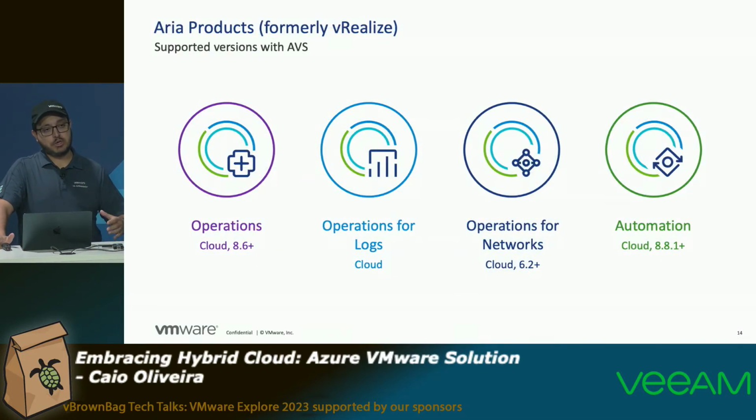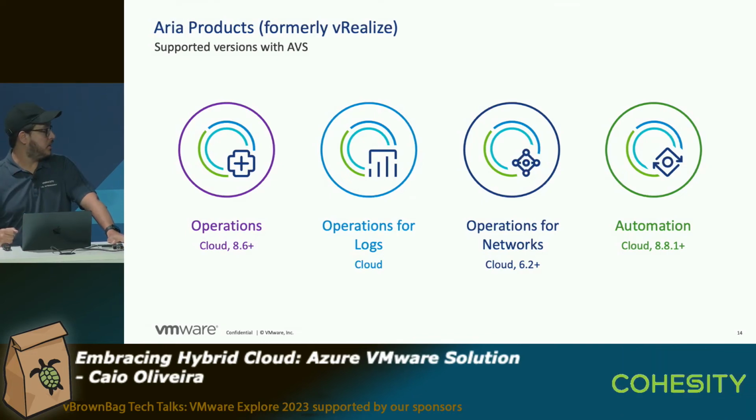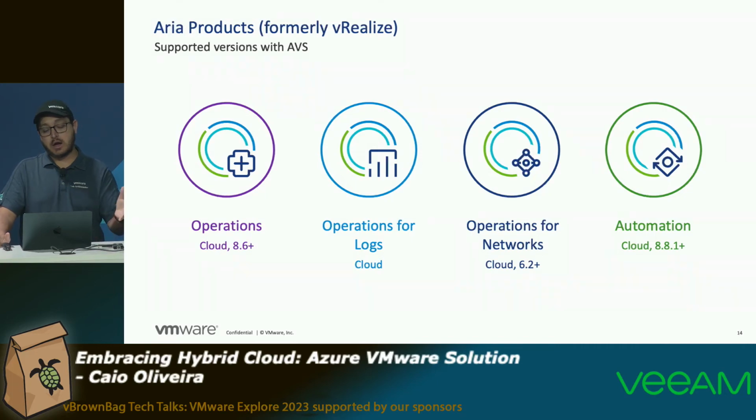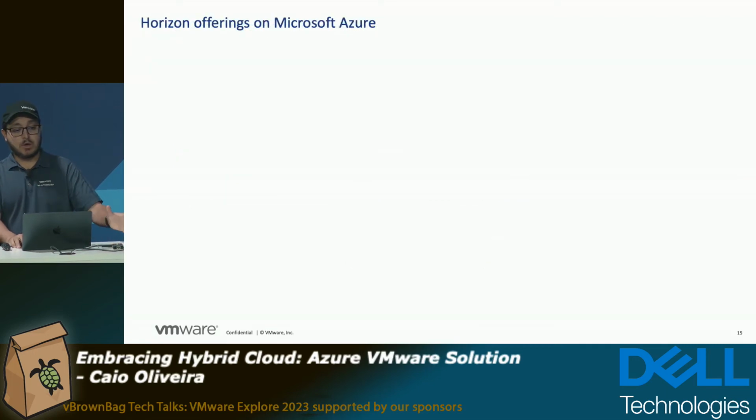Regarding Aria products, which are the ones that are supported with AVS, we have Operations, so Operations cloud or even Operations that you can leverage installing on-prem, starting on version 8.2.6. Operations for Logs, Operations for Networks, and Automation, all are supported versions on AVS. So if you have, for example, your Aria Automation, so you have your templates, you're running in your on-prem. If you want to deploy then on AVS, it's supported and something that our customers are using. I mentioned one of the big use cases that we have currently is running VDI on top of AVS, right?